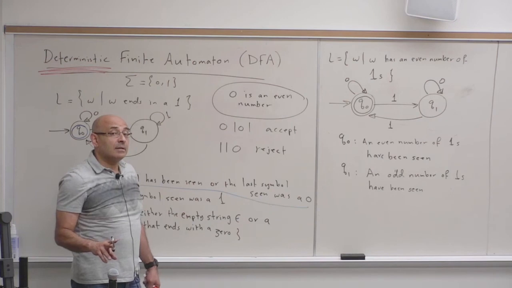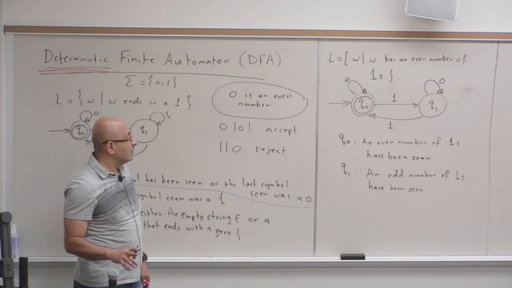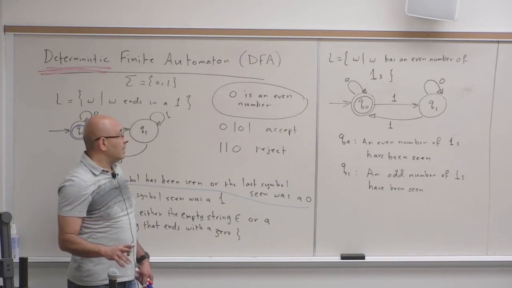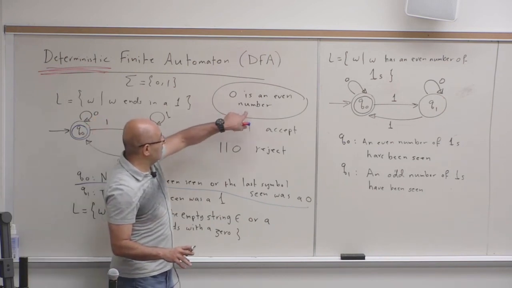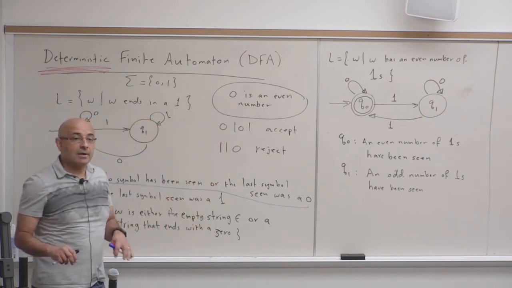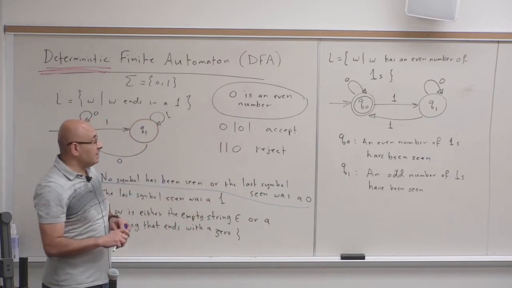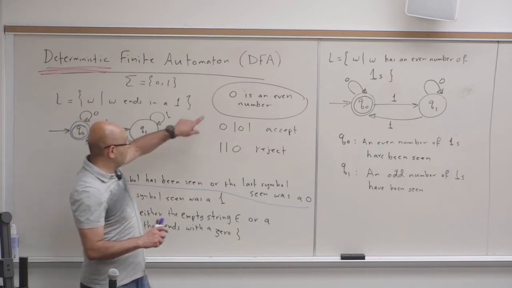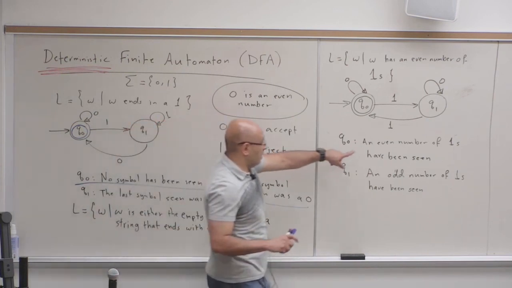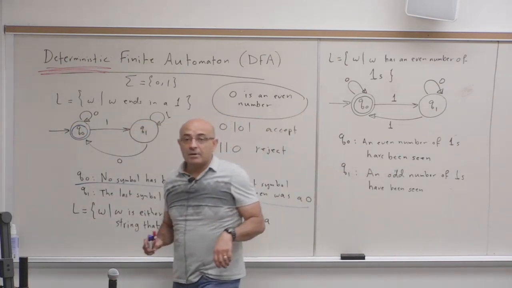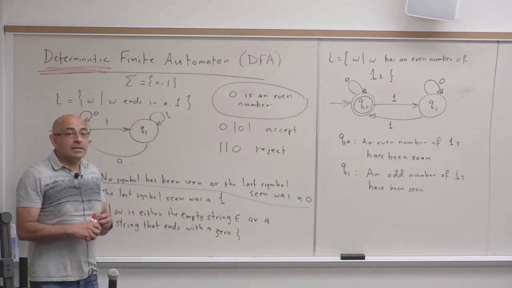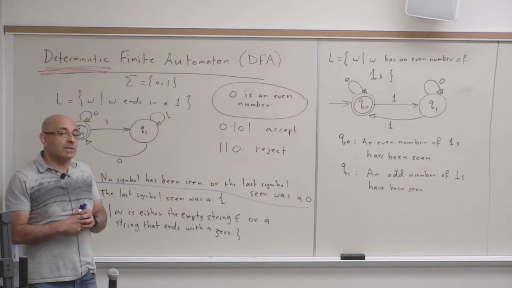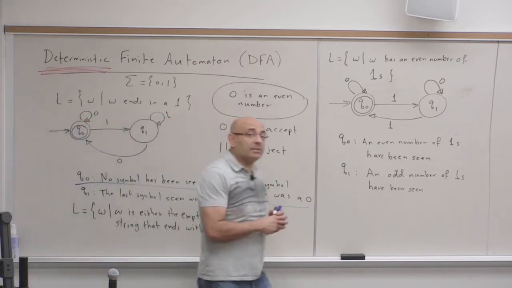Yes? For Q0, shouldn't the definition be even number of ones have been seen or no ones have been seen? Okay. Well, because we're saying that 0 is an even number, if you add it, it will be redundant. So we're saying an even number, and the even number can be zero. Okay, so you can add it. It will be clearer and more explicit, but it will be redundant in this case.